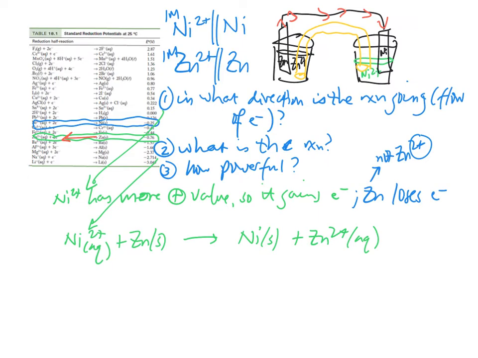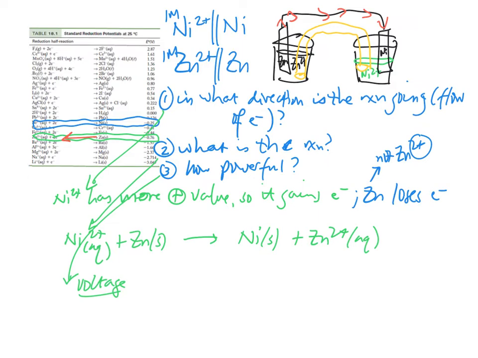Okay, the third thing that we want to talk about is how powerful. What kind of voltage does this thing generate? So again, voltage or volts are really a measure of what is the difference in the strength of the pull on electrons. So how much better is nickel at taking electrons than zinc?